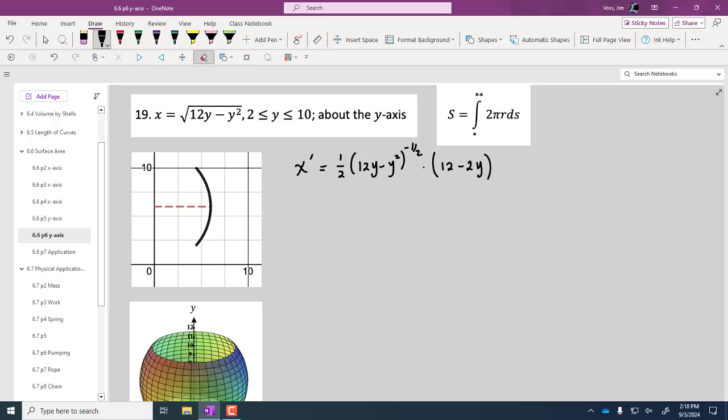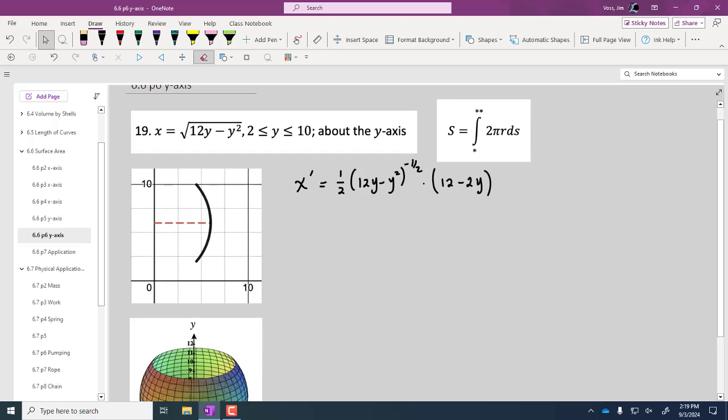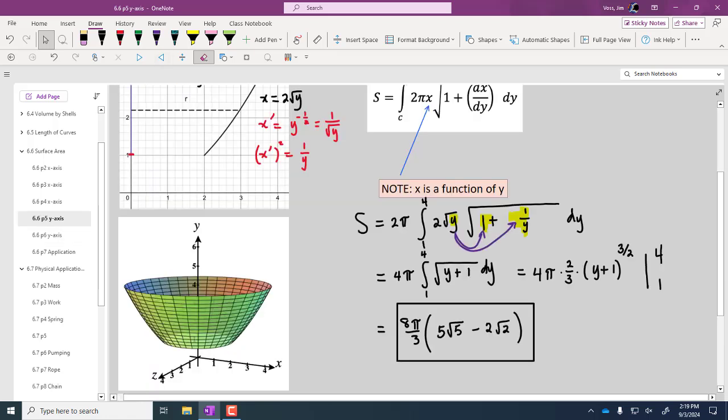Any questions on the derivative? Chain rule, Ari? What was the answer to the last one? Say that again? What was the answer to the last one? Good question. 8 pi over 3 times 5 root 5 minus 2 root 2.